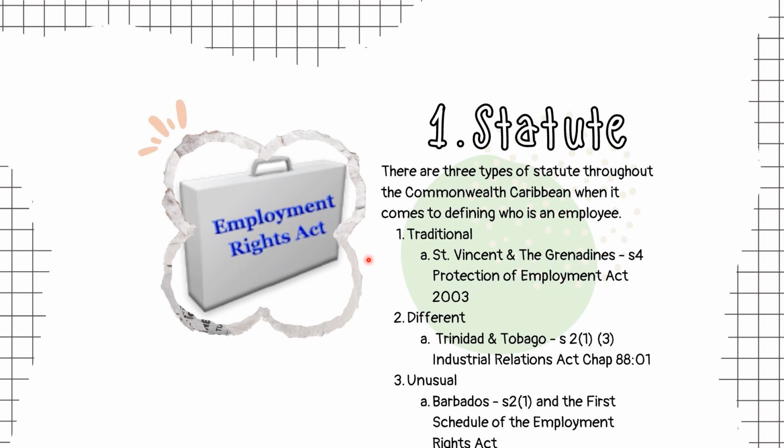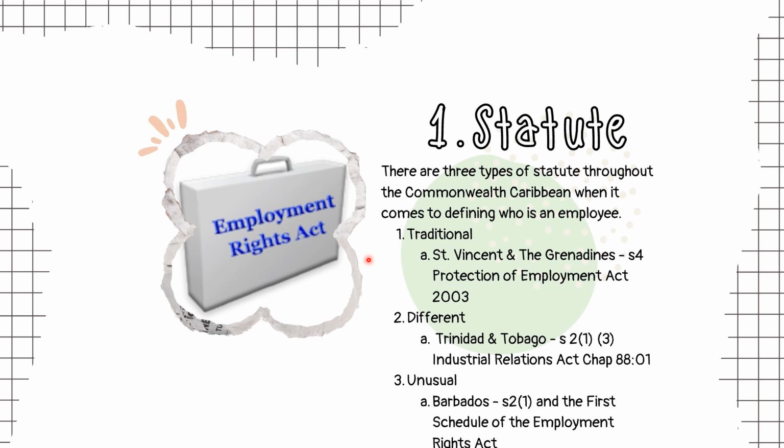The category of statute that is deemed as different is going to be found in Trinidad, Jamaica, Guyana, and Grenada. These acts are different because, as I would have said earlier, they use the term worker instead of the term employee. In Trinidad, you're going to find this at Section 2, subsection 1 and 3 of the Industrial Relations Act.